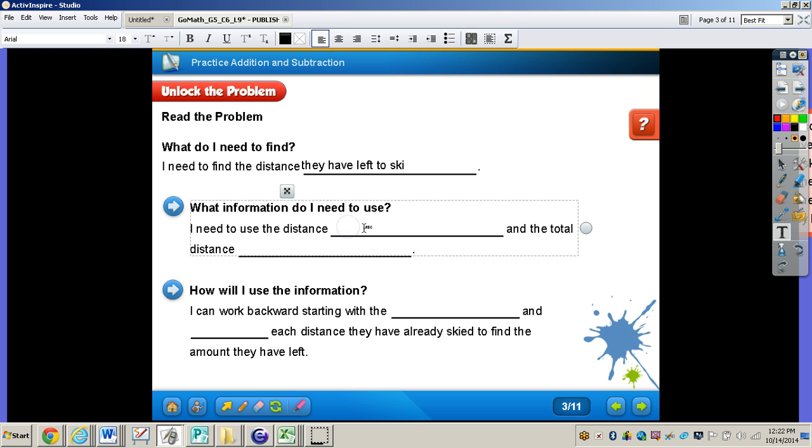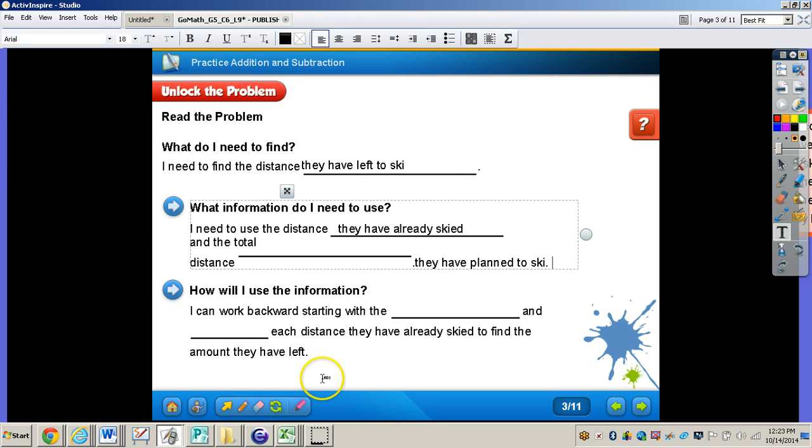And then we need to take a look at the information that we are going to use. We need to use the distance they have already skied, and the distance they have planned to ski. So we need to use the distance they have already skied and what they plan to ski. Now how are we going to use this information?